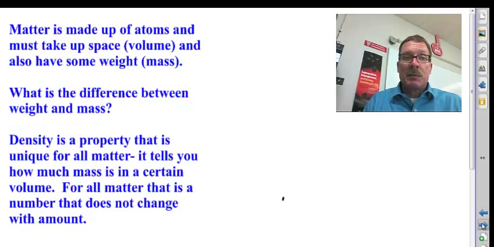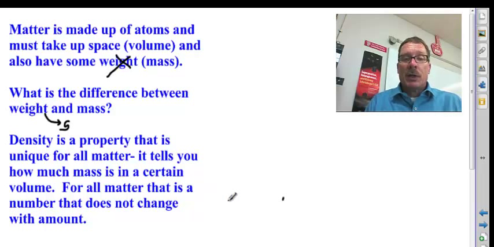Matter is made up of atoms, must take up some space, that's the volume. They must also have some weight, that's the evil chemistry word. We use mass. What's the difference? I'll leave that for you to figure out, but subtle hint, this has a G word associated with it. So, density is a property that is unique for all matter.